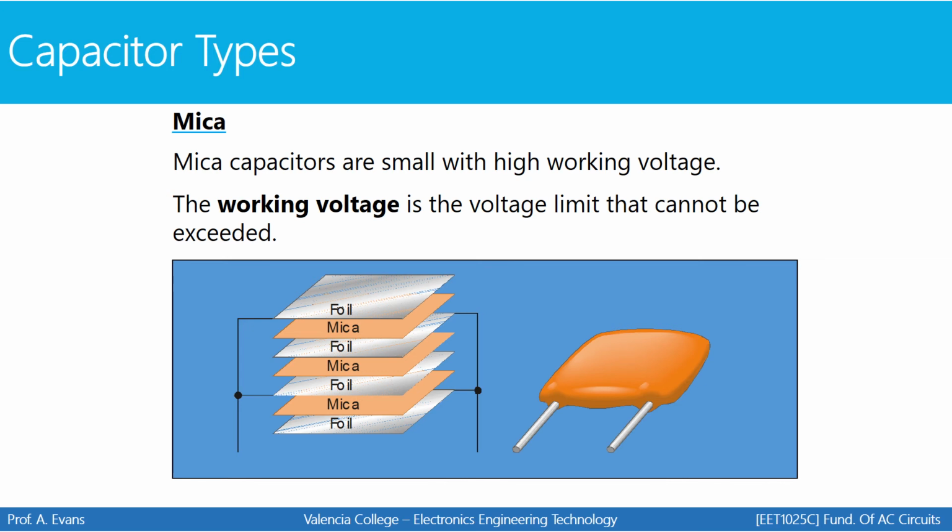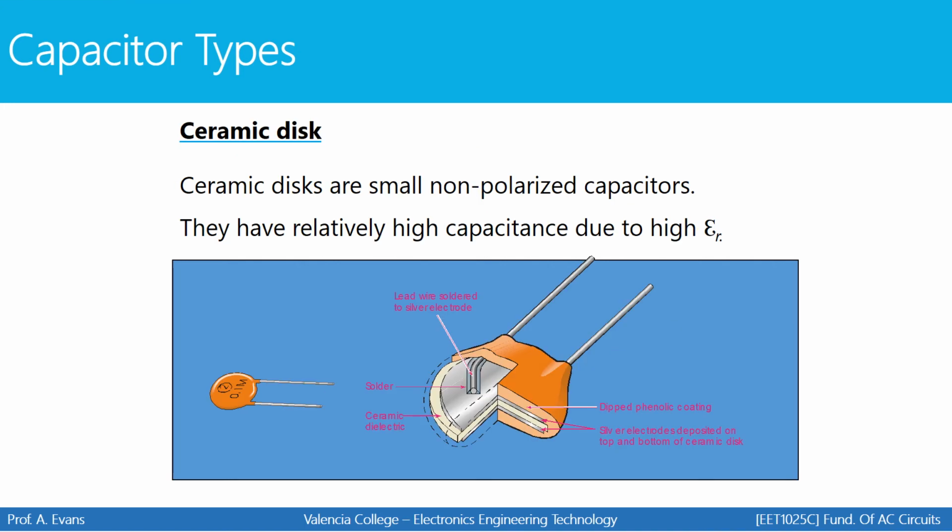Keep in mind with capacitors, they are all rated to be connected to a certain maximum level of voltage. And so you will have to review the ratings for the capacitors that you're using whenever you are generating a circuit that uses capacitors. Mica capacitors are known for being small with a high working voltage. That means you can connect them to a high source voltage. There are ceramic disc capacitors, which are also flat, small. These ones are rounded as opposed to more of the square shape for a mica capacitor.